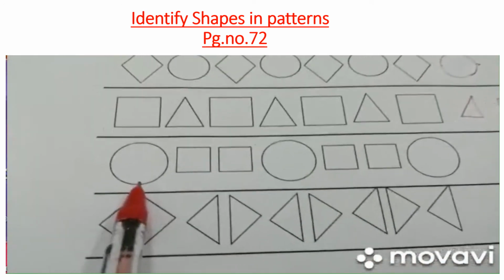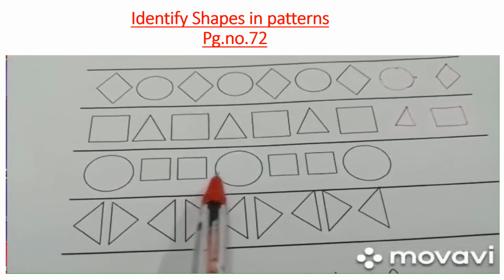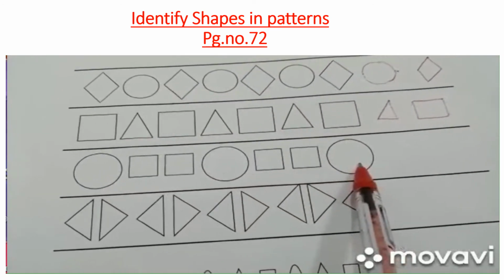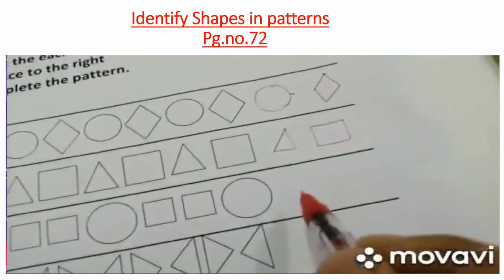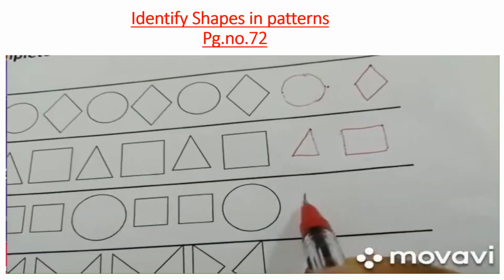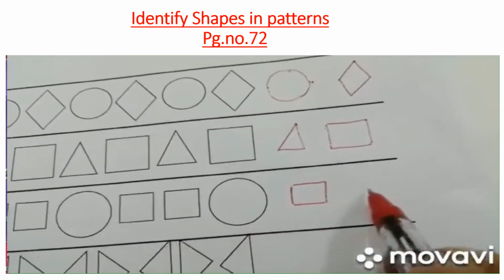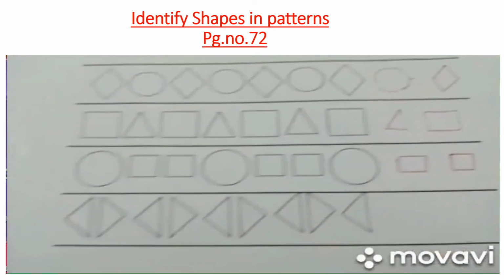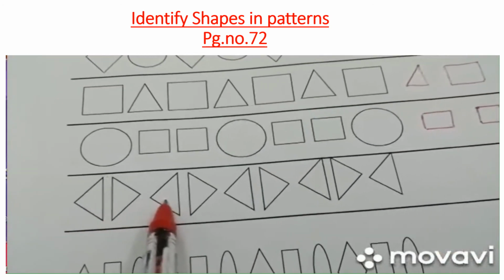Now next, what is this here? Circle, square, square, again circle, then two squares. Now what should be here again? Here is a circle. So what should be next? Yes, the next should be a square again. Square. So what should be again next? Another square.